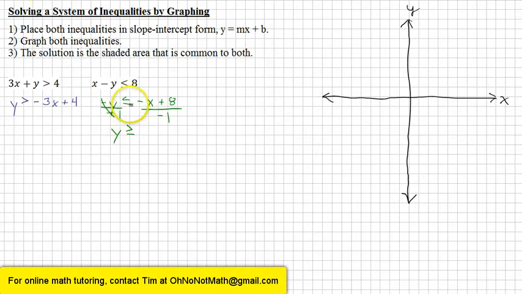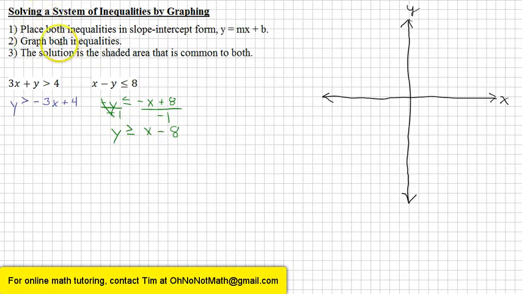greater than or equal to. Notice the inequality sign changed from less than or equal to greater than or equal to because we divided by a negative. So now we have negative x divided by negative 1 is x, and 8 divided by negative 1 is negative 8. So now this inequality is in slope-intercept form.